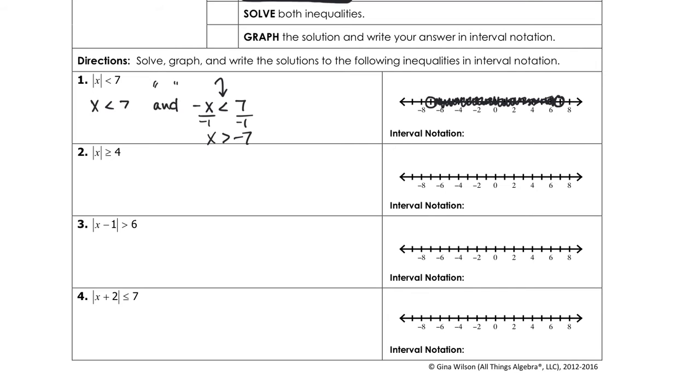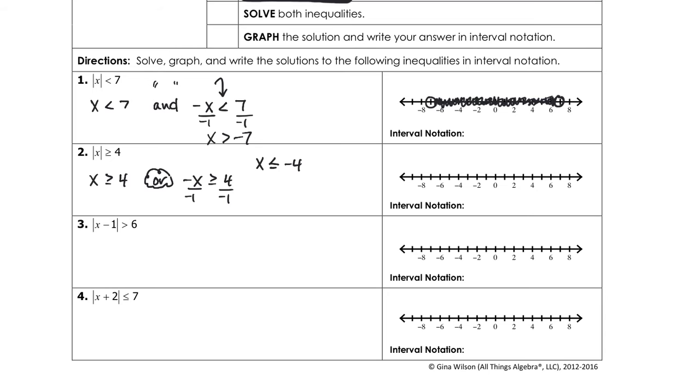So if I have absolute value of x, then I would claim that x is greater than or equal to 4, or negative x is greater than or equal to 4. Now, we can go ahead. The first one is naturally solved, but let's go ahead and solve the second one. So we divide by -1, divide by -1, and we end up with x is less than or equal to -4.